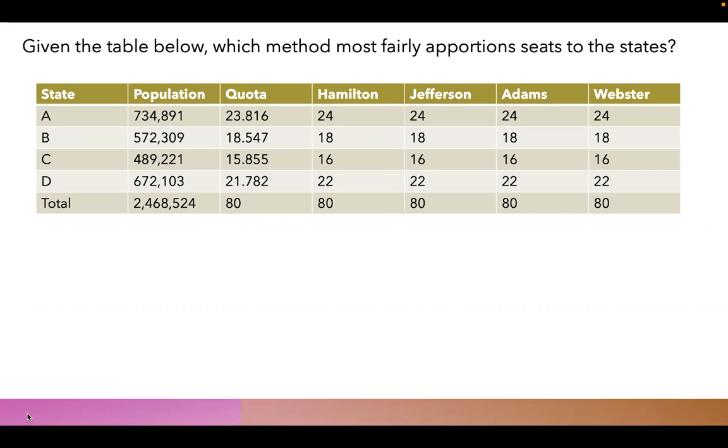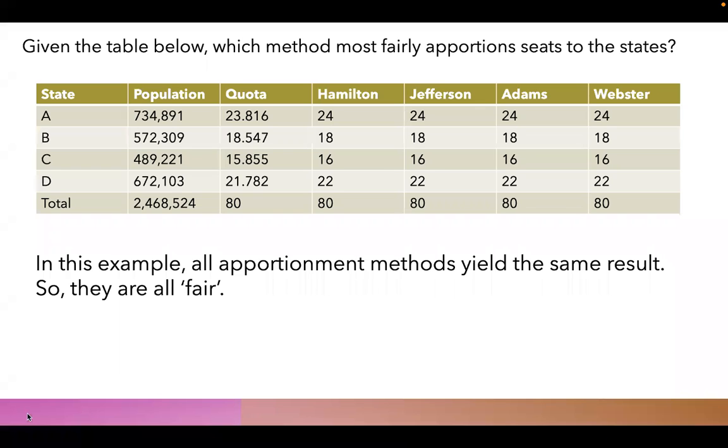So no matter which method you start with, whether you start with the lower or upper quotas or use your rounding rules, you end up with the same. So in this example, all apportionment methods yield the same result. So they're all fair. So it really wouldn't matter which one you use.